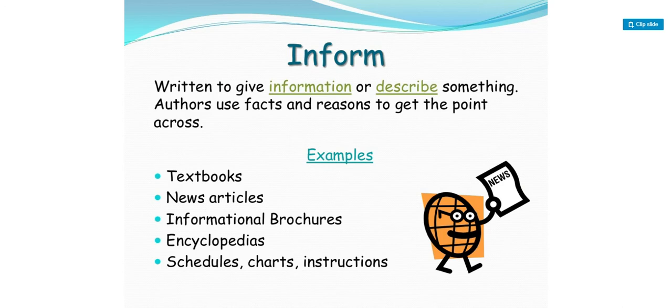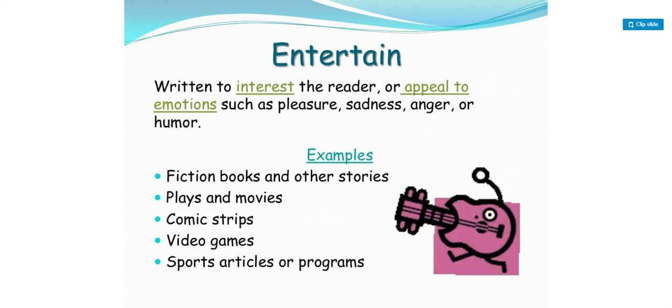Authors also write to inform us. So your textbooks in schools are perfect examples of that. Brochures are a great example of authors trying to write to give you information. So if you're exploring a new place, if you're going to a new city, you'll often find a brochure that will explain all the different things you can do in that city. So we often think of nonfiction as the main genre of writing that authors use to inform their readers.